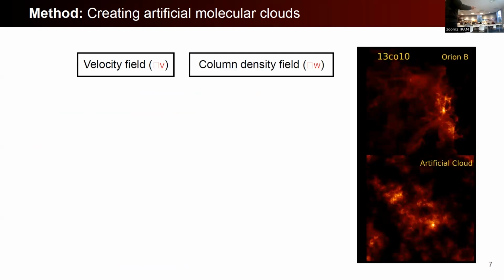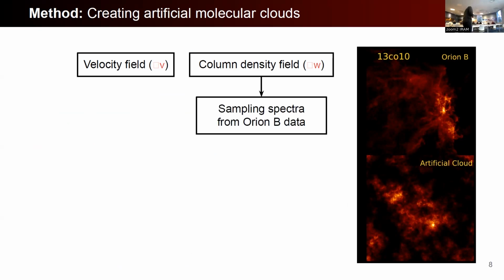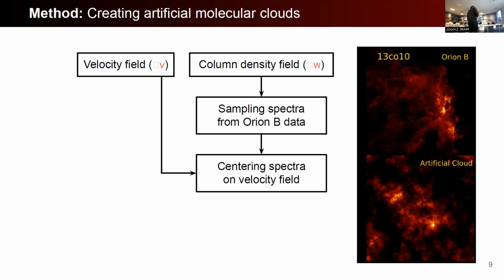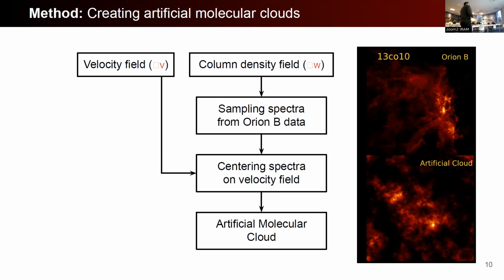When we have a velocity field and a column density field, we then combine those with the ONB data to create a 3D data cube. To put it simply, we sample spectra from ONB, and to each pixel of the column density field, we assign the ONB spectrum with the closest value. That gives us a first data cube, and then we shuffle, we rearrange this data cube along the spectral axis so that it matches the velocity field we generated just before. And that gives us an artificial molecular cloud.